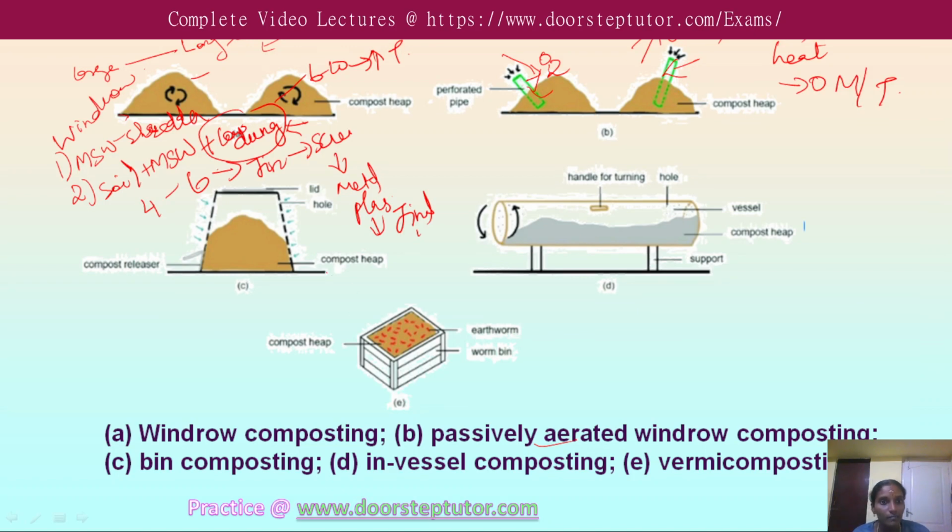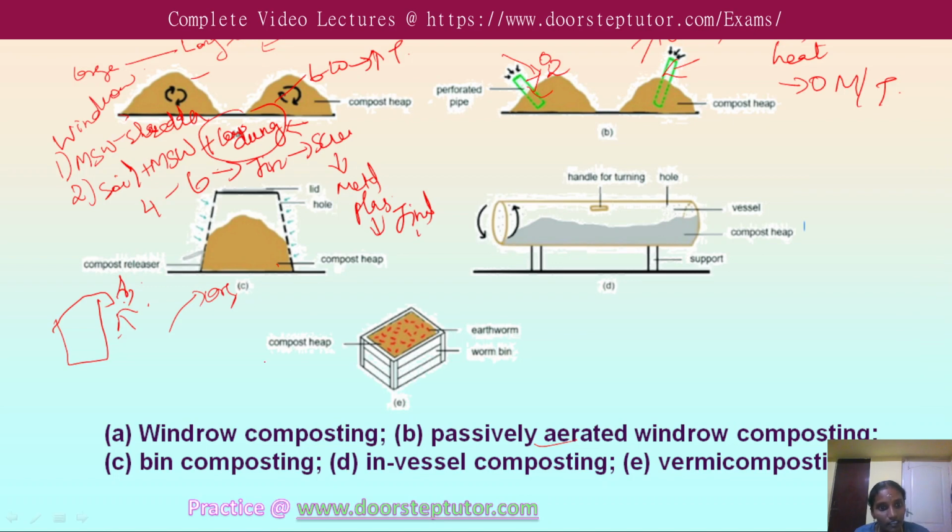The next one is bin composting. In that, usually the organic residues are kept in a container or a vessel. It is a closed one to maintain the temperature as well as the aeration. But we need to give forced aeration, and mechanical or manual turning of the organic waste is needed.